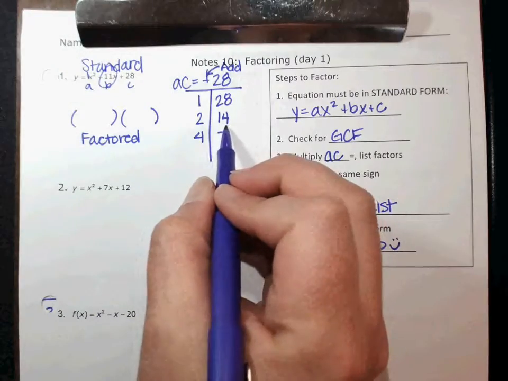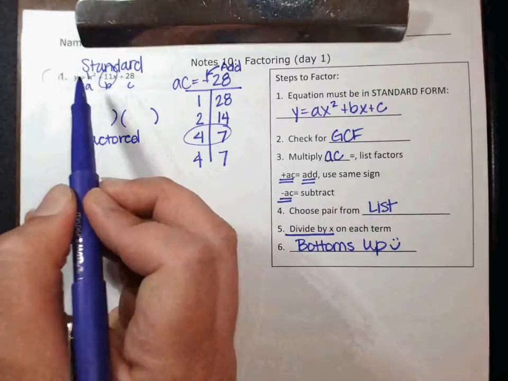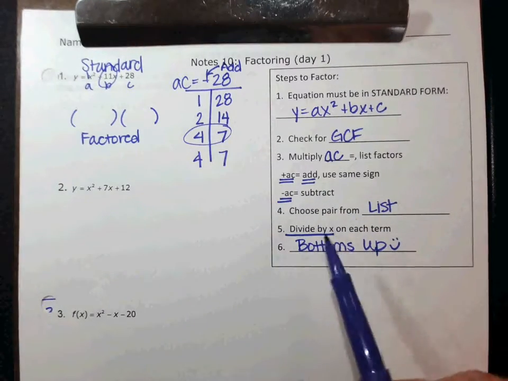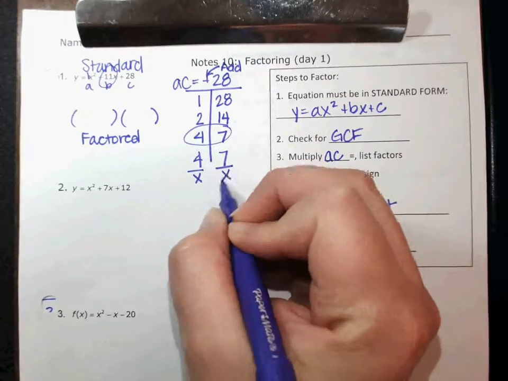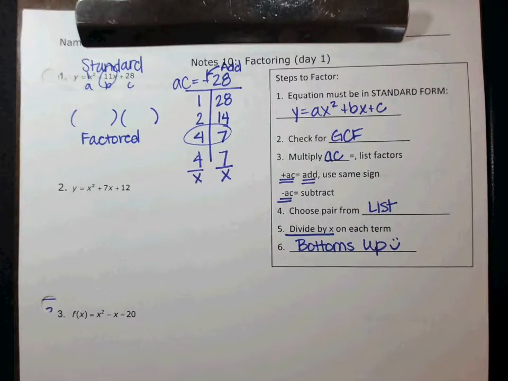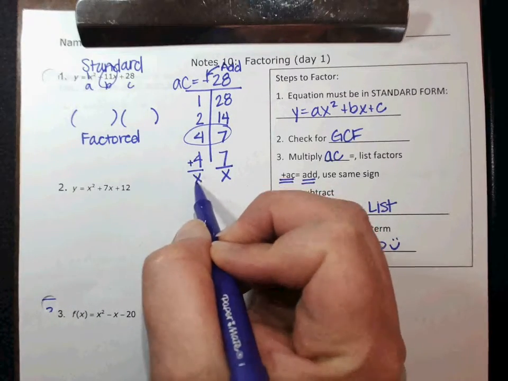4 and 7. Once I pick 4 and 7, I'm going to divide both of those by x. So look at this step right here. I'm going to divide by x on both sides. And then to write your factors, you're going to go bottoms up. What that means is you're going to start at the bottom and go to the top. So this would be x plus 4.